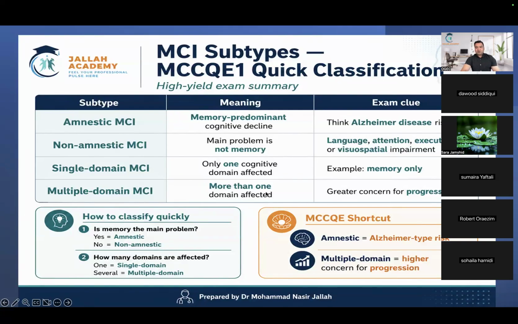Or multiple, the patient not only has a memory problem, the patient has, for example, a language problem too. Not only the memory, he cannot remember the numbers as well. He cannot recognize objects as well. He cannot remember the faces as well.